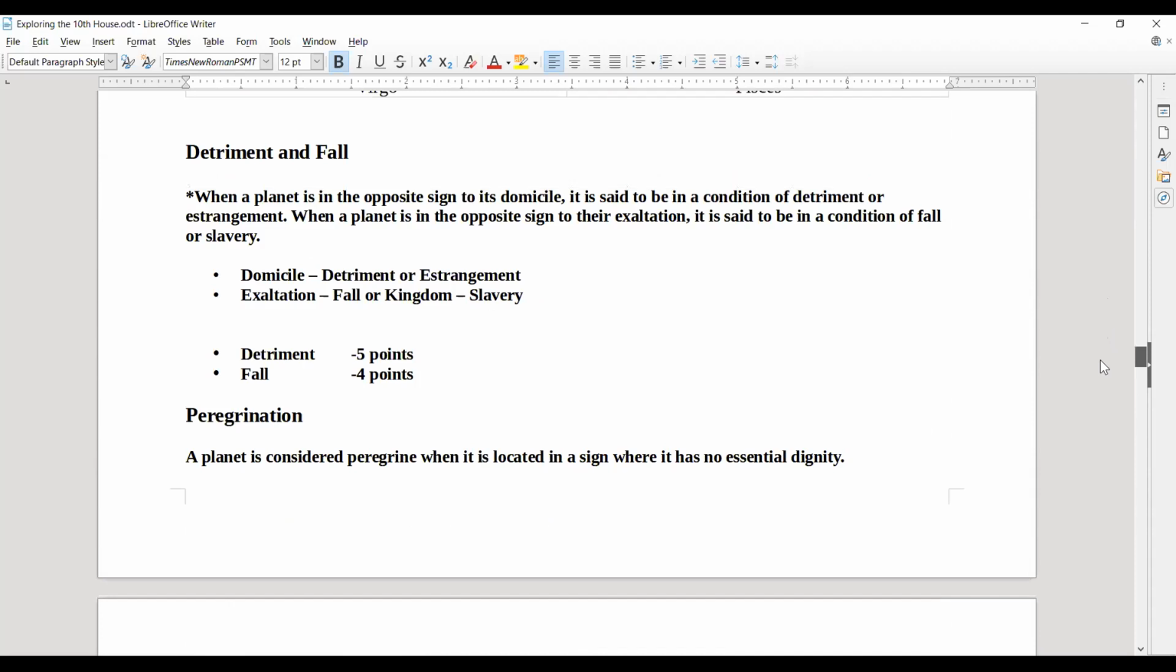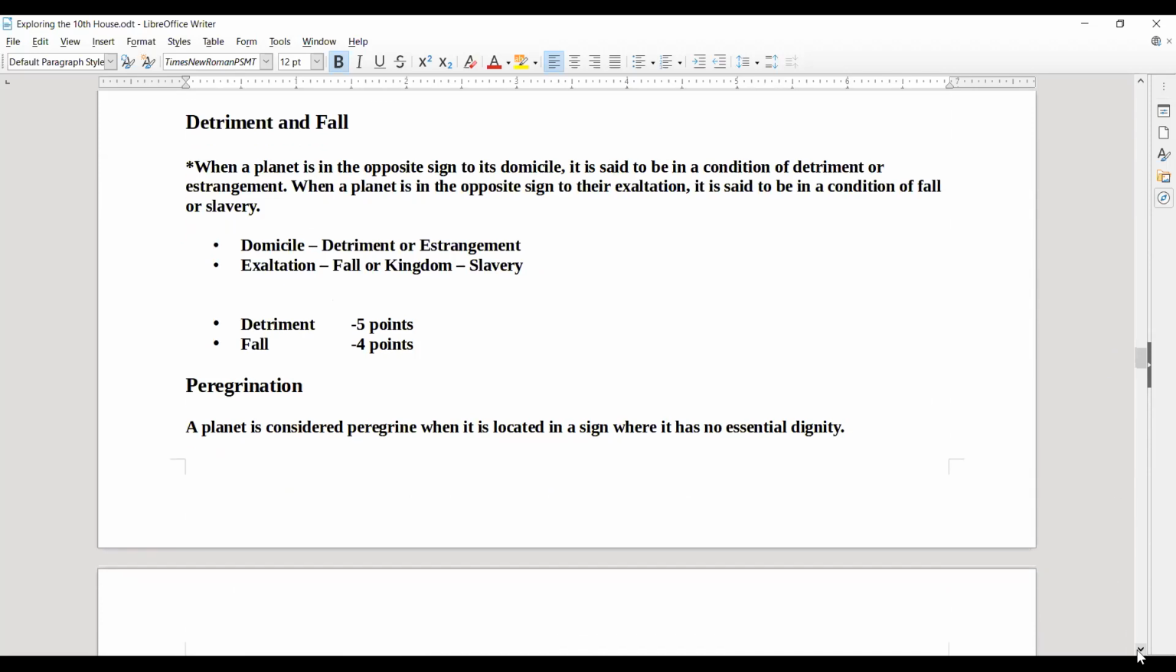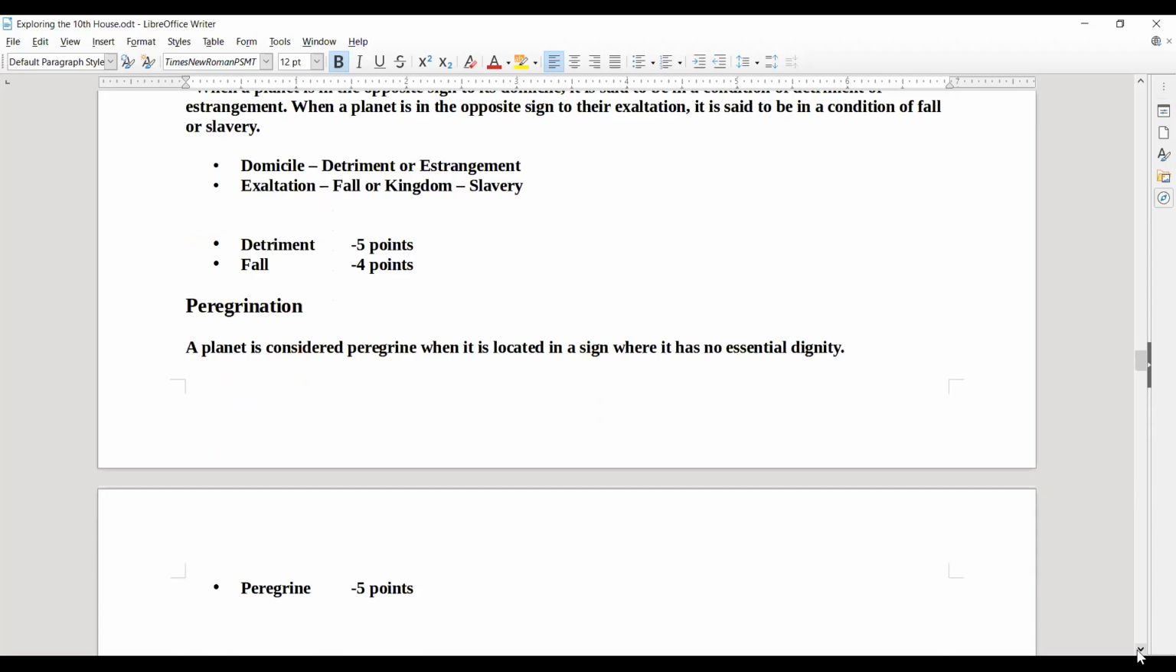So notice how the detriment and fall have negative points. And then the final debility, which I don't really consider debility per se, but it does mean that there is no dignity, that the planet has no dignity in the degree of the sign in which it is in. Okay, so that's really what peregrine means, right? So it's in a sign, not just in a sign, but that part of the sign, because it's pretty obvious that a planet might not own a sign or be exalted in a sign, but they might be in term in that sign, right? They might be in their own term, or they might be in their own face, right?